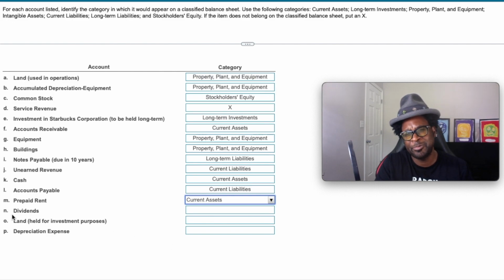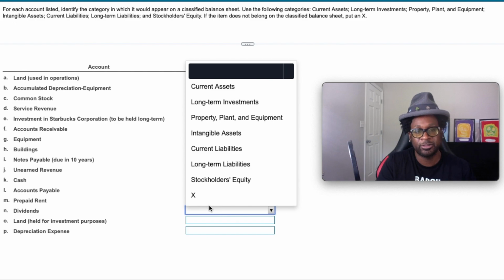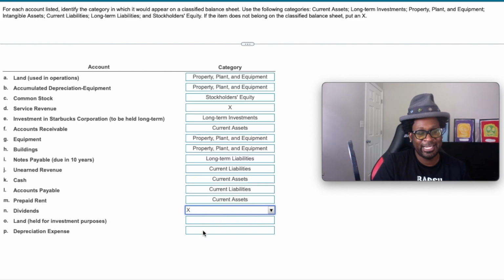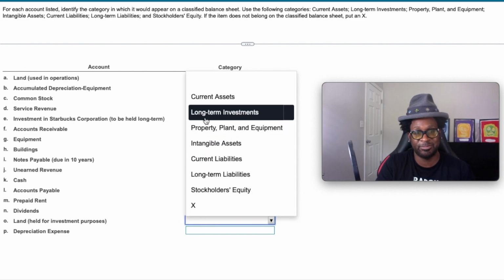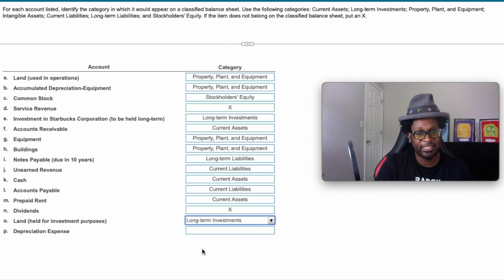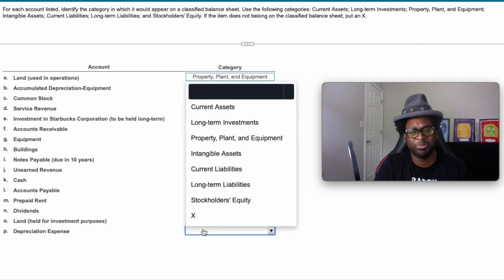Dividends? Will dividends be reported on the balance sheet? Nope. Why? Because dividends have already been transferred through the statement of retained earnings. Therefore, we won't double count it or report it on the balance sheet. So we're going to put a big old fat X. What about land held for investment purposes? What's the key word? Investment purposes. So we know that this is going to be a long-term investment. And last but not least, depreciation expense. It's an expense. It doesn't belong on the balance sheet. It belongs on the income statement. So we're going to put a big fat X there.